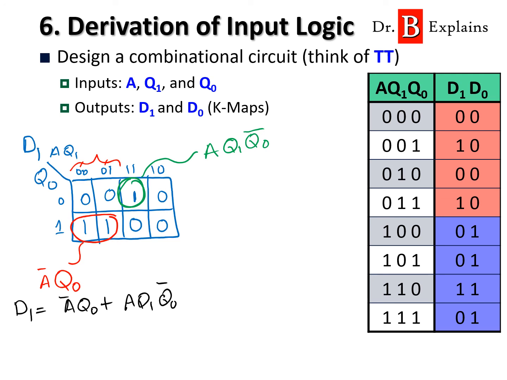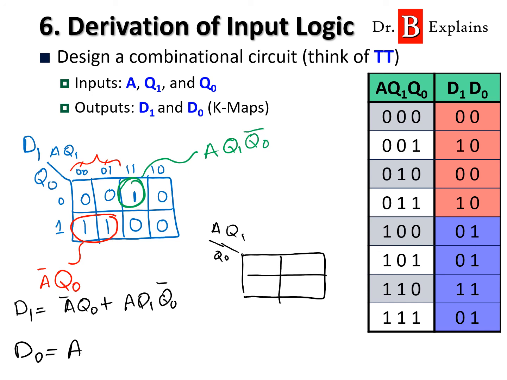What about the case of D0? Can you figure it out just from the table? It's just equal to A, right? If you want to do it as a K-map, you can. It's A, Q1, Q0, with 0, 0, 0, 1, 1, 1, 1, 0, and then 0 and 1. I'm going to have 0, 0, 0, 0, 1, 1, 1, 1. That is just A, which is this group of 4.